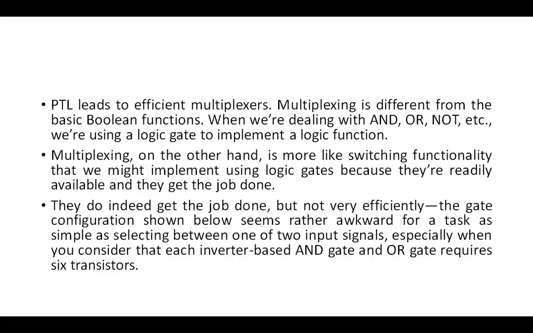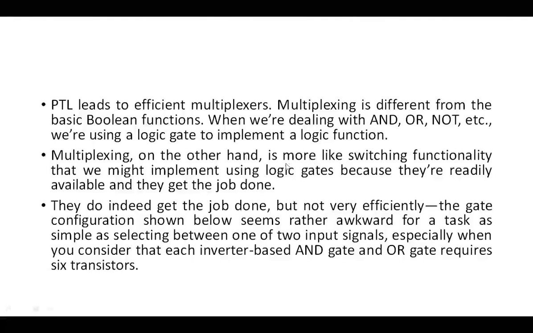Your pass transistor logic leads to efficient multiplexers. Multiplexing is different from basic Boolean function when we are dealing with AND or NOT, etc. We're using a logic gate to implement a logic function. Right? So this is about your pass transistors. So which means I'm using just basic gates to implement any Boolean function. But here, this is not like your implementation of Boolean function, but this is your MUX.